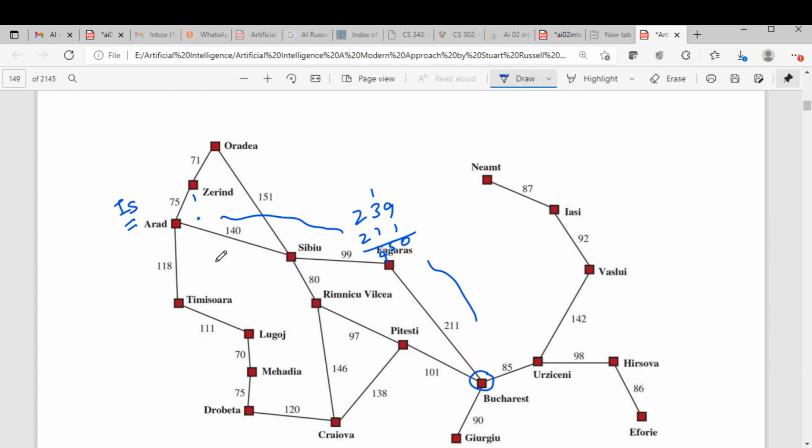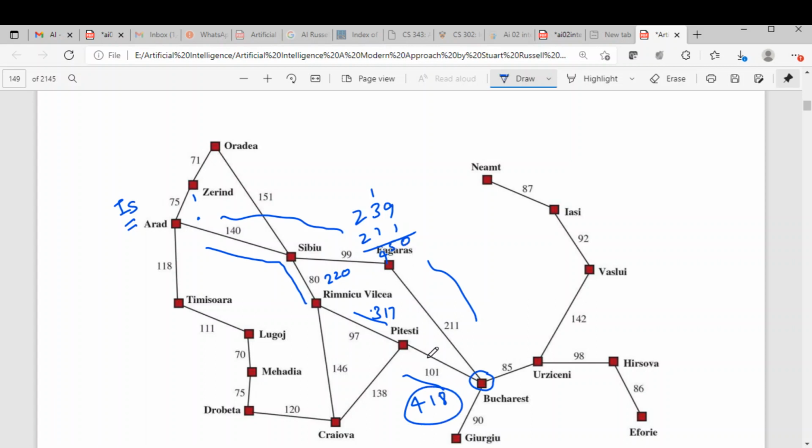Whereas you take this path: Arad to Sibiu and RV, Pitesti and Bucharest. If you see this path, 140 plus 80, that is 220. Okay, up to here 220. 220 plus 97 is 317, right? 317 plus 101 is 418. 418, whereas this is 450.